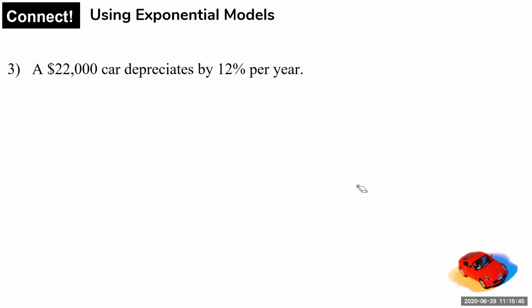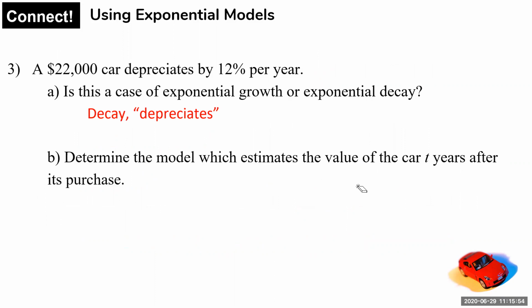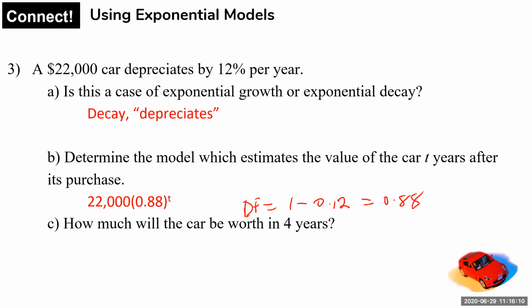A $22,000 car depreciates by 15% per year. This is a case of what? Decay. Determine the model, and we did the decay factor by doing 1 minus, you change the percent to a decimal, and that gives you 0.85. You plug that into the formula. So now your T is what? 4. So in 4 years, the car will be worth that much.